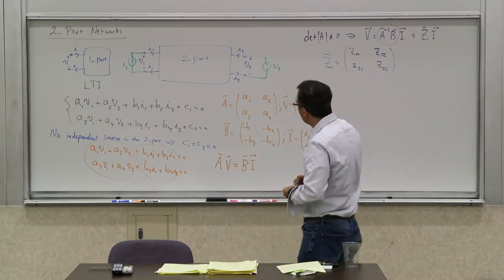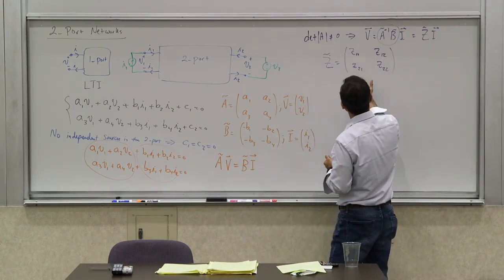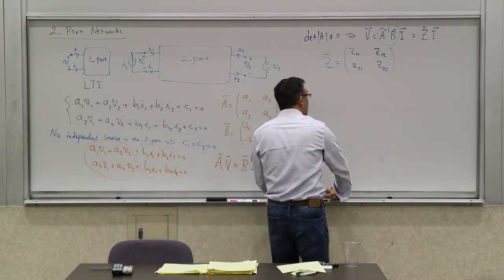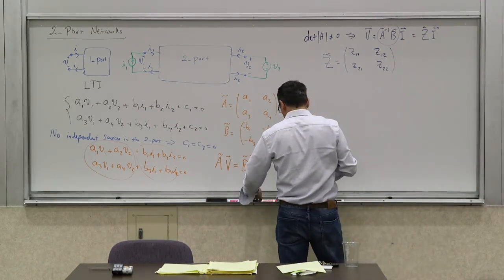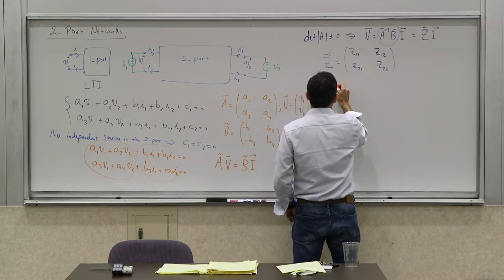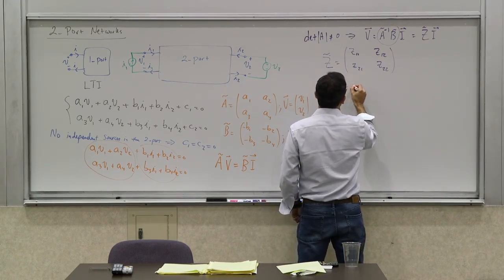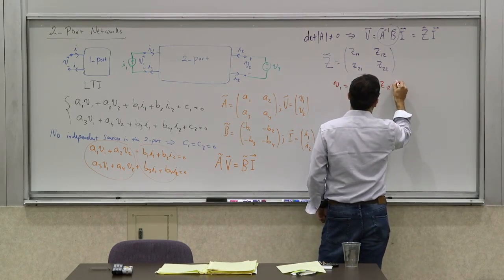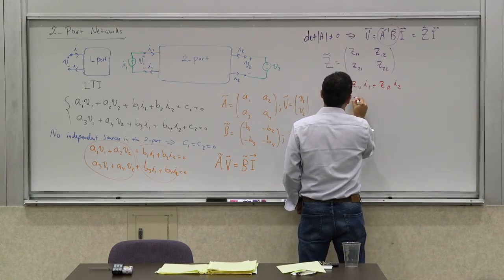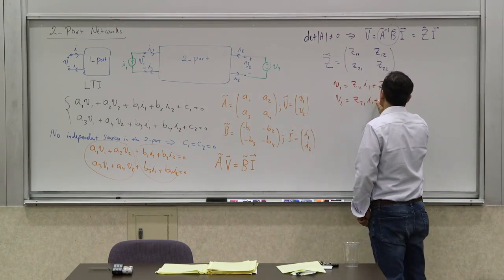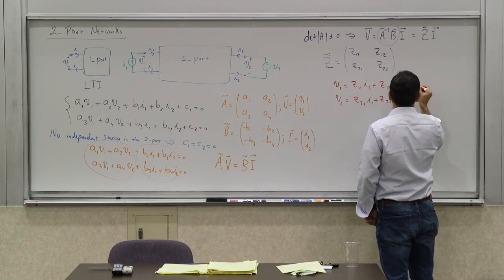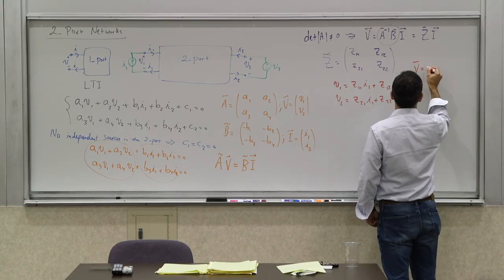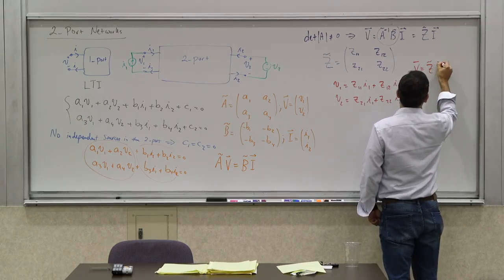Now, the interesting thing about this is that you can write this matrix form in an expanded fashion. You can write V1 equals Z11 I1 plus Z12 I2, and you can write V2 as Z21 I1 plus Z22 I2. And in essence, what we are saying is that this is an expanded form of this compact expression.